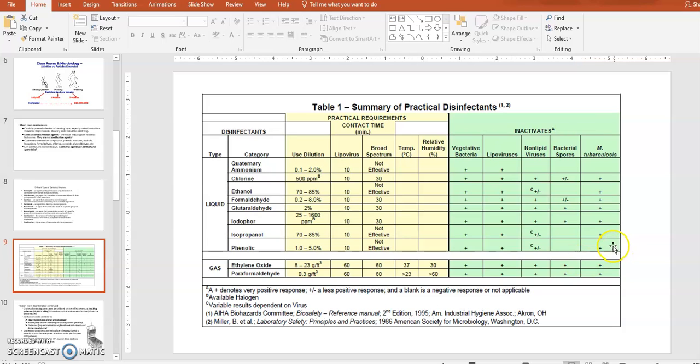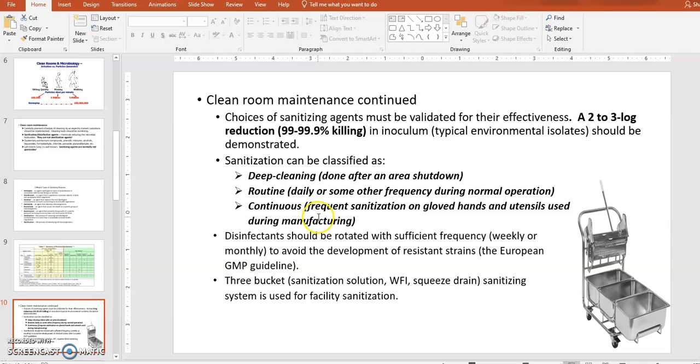And M. tuberculosis, and mycoplasma, again, different kinds of contaminant sources, are mostly killed by most of them. Understand this. And gas-based sanitizers are effective against most of them. And then cleaner maintenance, of course, they should be cleaned on a regular basis, and then cleaned and sanitized.